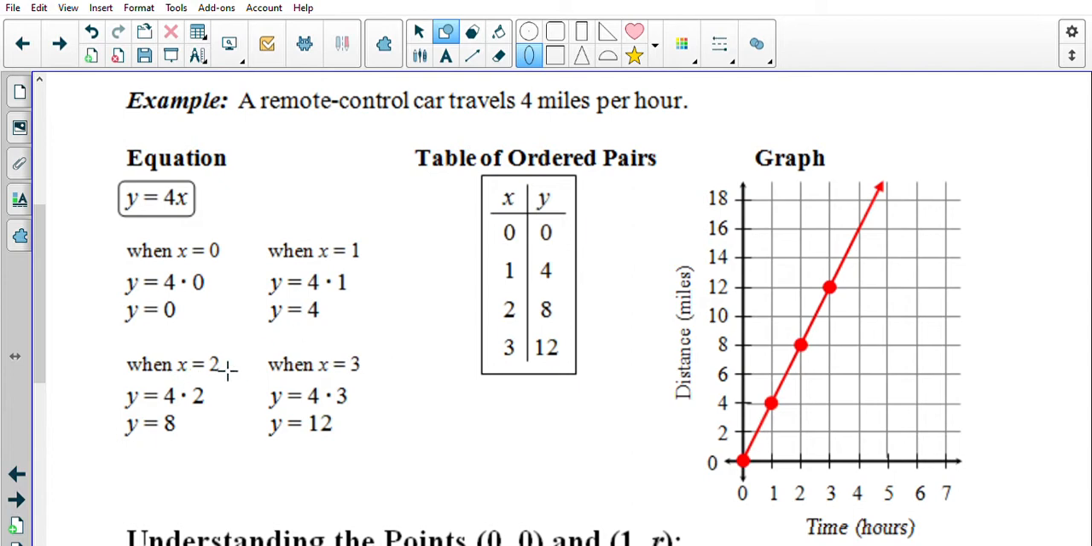We can replace x with 2. So we do 4 times 2 to get 8. So when x is 2, y is 8. We can see that ordered pair right here. And finally, when x is 3, y will be 12, since 4 times 3 is 12.